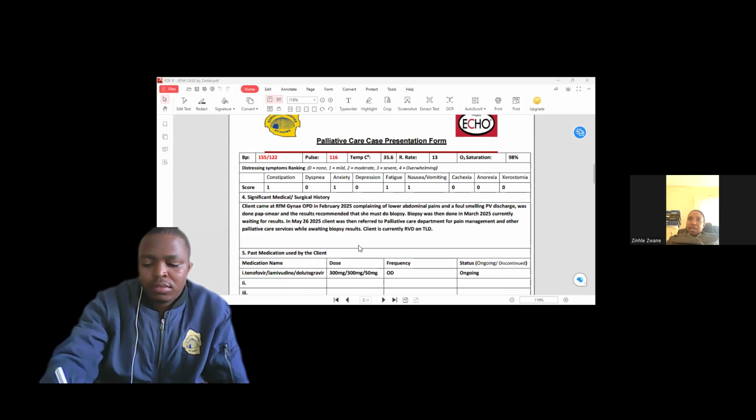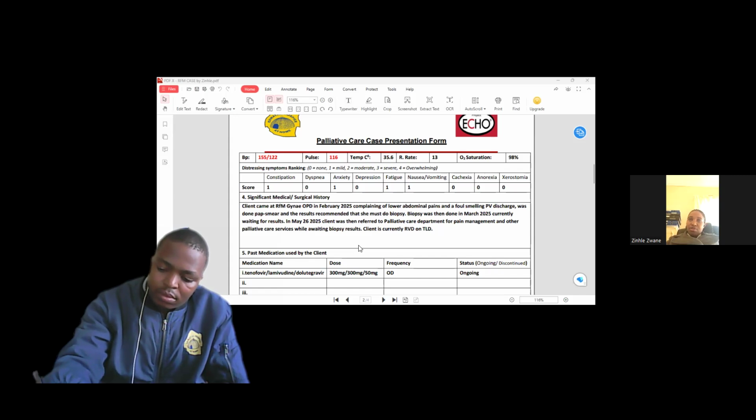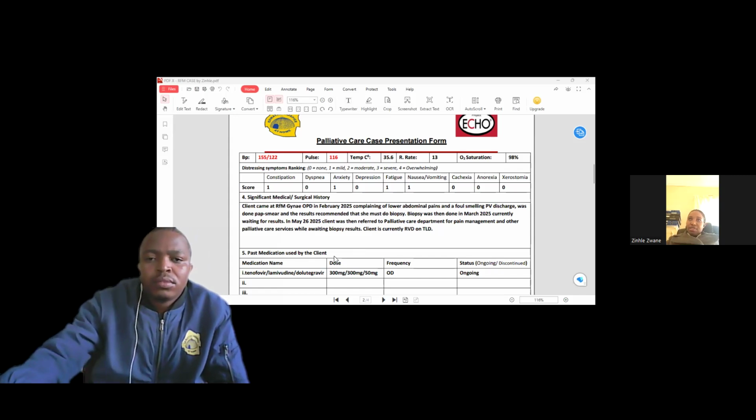Past medication used by the client. When I saw the client, she was only taking PLD, OD.